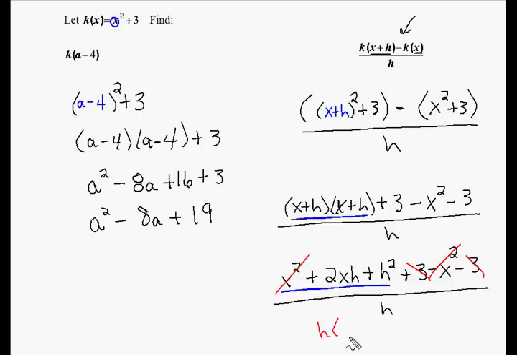We can factor out an h because it's common. And we'll have a 2x plus h left on the inside. And we're trying to divide that by h. So if we reduce one last time, h goes into h once. Our final answer is 2x plus h.